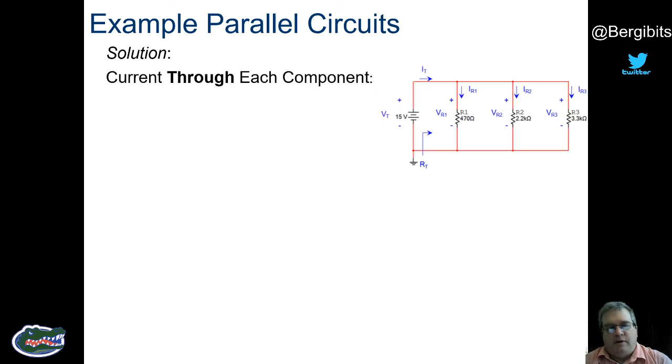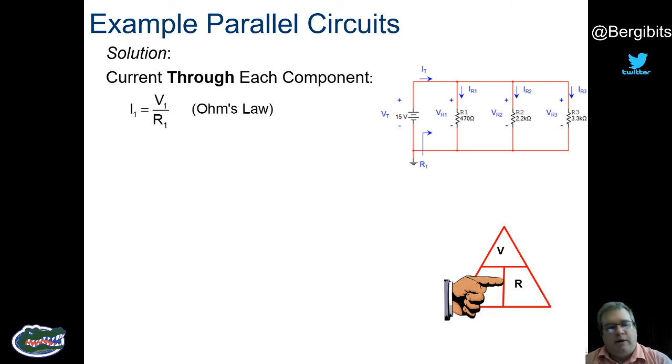Current through each component is going to be current equals V1 divided by R1. 15 divided by 470 is 31.915 milliamps, or 32 milliamps.